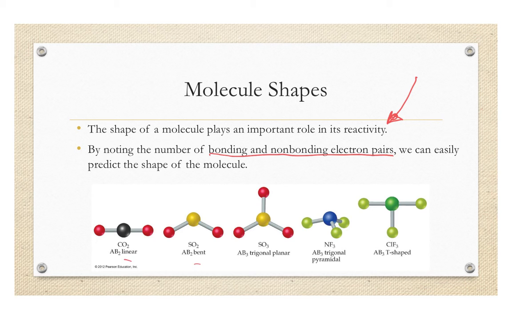Is it linear? Is it bent? Is it trigonal planar? Is it trigonal pyramidal? Is it T-shaped? Note on pronunciation. Mr. Murray says this word trigonal. Mrs. Lee, for those of you who had her, says trigonal. Potato, potato.